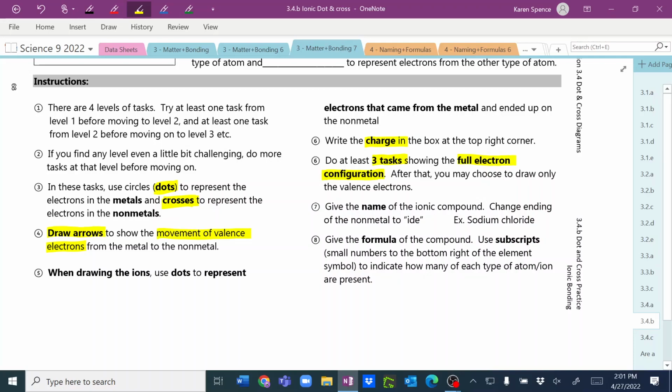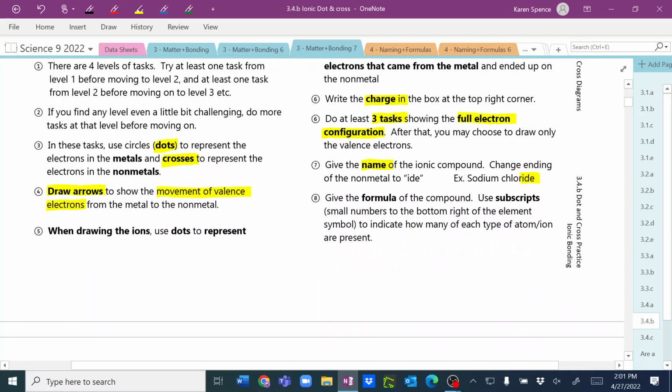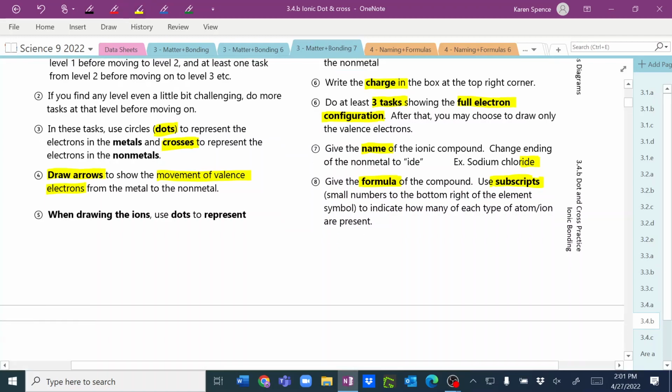Okay. You are going to give the name of the compound. Don't forget to change the ending to "-ide" for your non-metal. It goes metal, non-metal, and then change the ending to "-ide." And you're going to give the formula of the compound, and you're going to use subscripts to tell how many. We're going to do one of them together, and then you can try the rest.